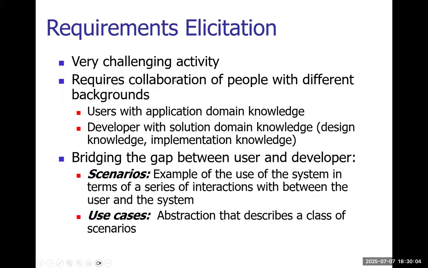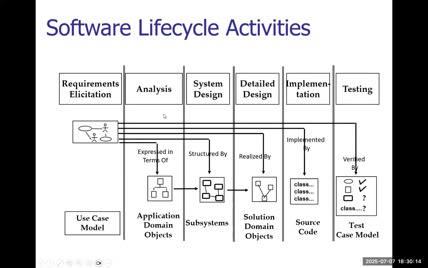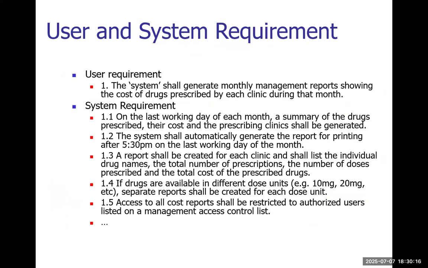Before we can analyze the requirements, we need to first have the requirement items. This is a very challenging activity because it requires collaboration of people with different backgrounds. The user has application domain knowledge, but just a very high level idea of what they want. And we know that what the user provides is not enough. I need more information. So sometimes the user may think, why don't you understand what I'm talking about? Why do you still need so many things?